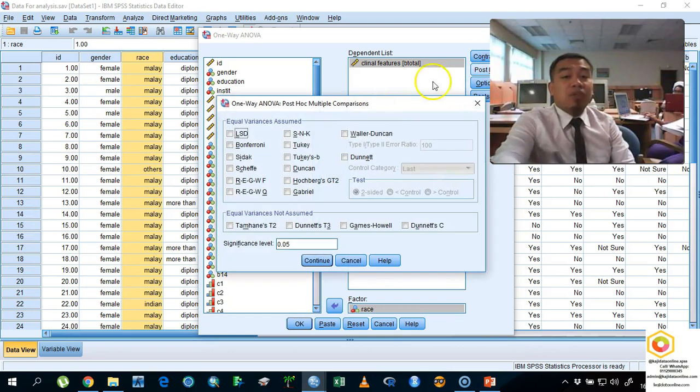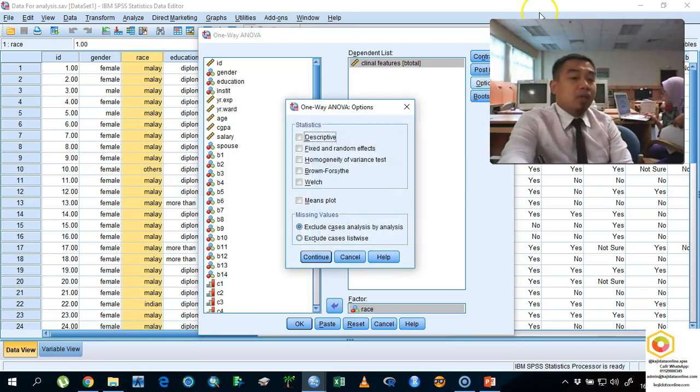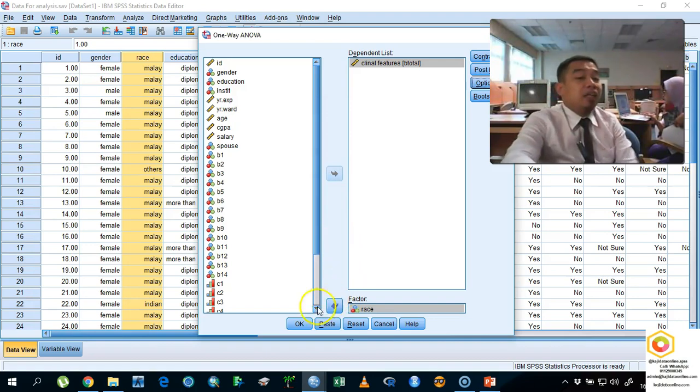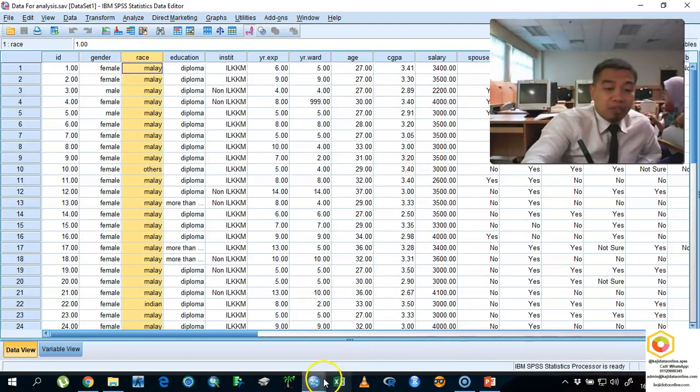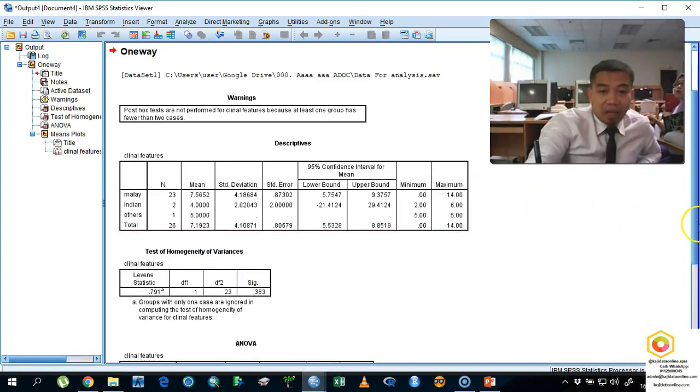After that, do not forget to click Post Hoc and tick for Tukey. Okay, after that you click the continue button, and then you click the options button. After you click the options button, tick 3 important statistical elements that we want the computer to produce: descriptive, homogeneity of variance, and the last one will be means plots. And then click continue, and then you hit the OK button. After you hit the OK button, the output will be produced something like this.